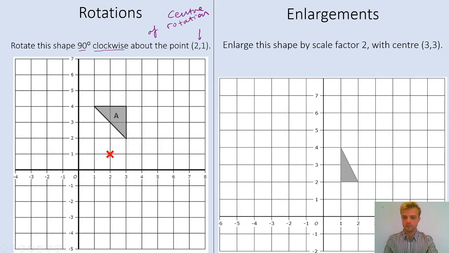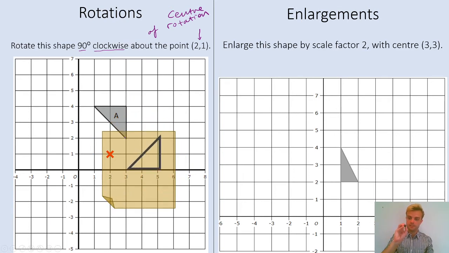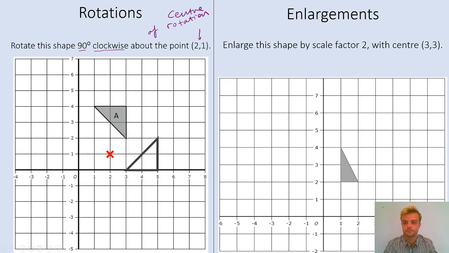Let me see if I can show you that whole thing again. So we put our center of rotation, the coordinate 2, 1, on our grid, put some tracing paper over the top, and draw your original shape on. You then spin your tracing paper, using a pen or something to pin your tracing paper to your grid, your graph paper, and rotate the paper around 90 degrees clockwise in this example, and then draw the shape where it's ended up.